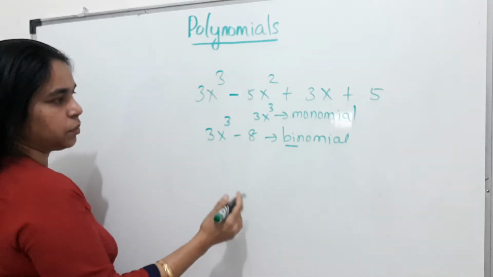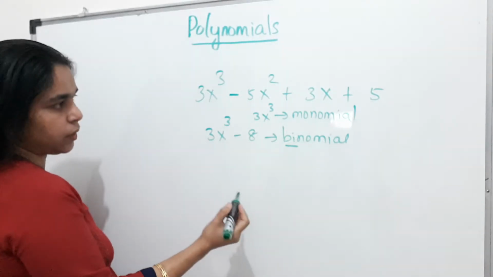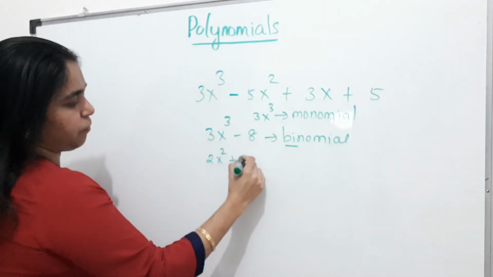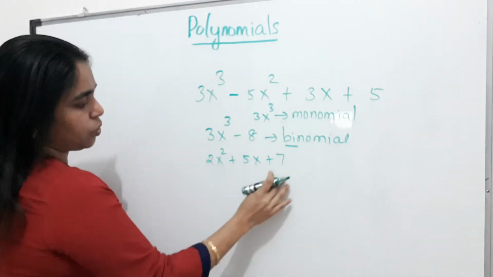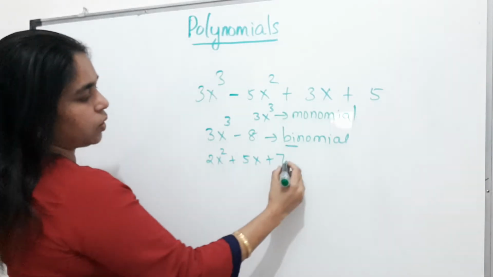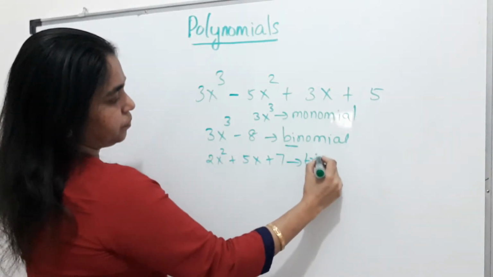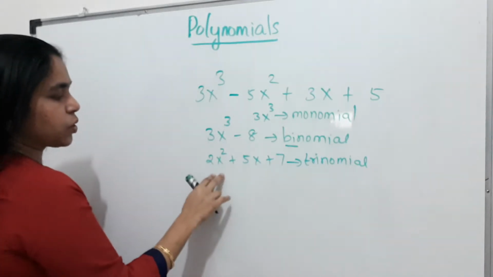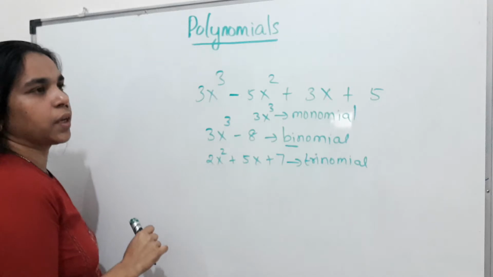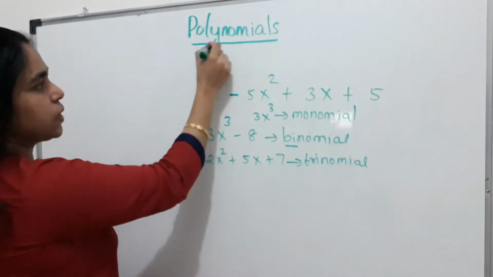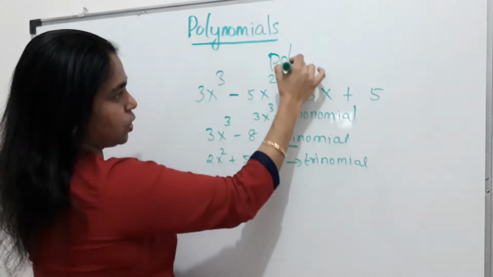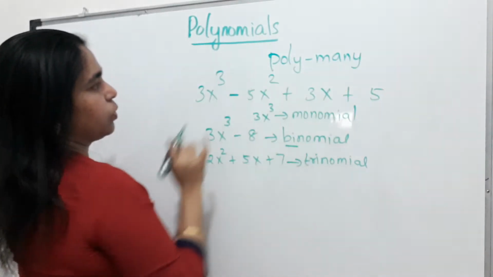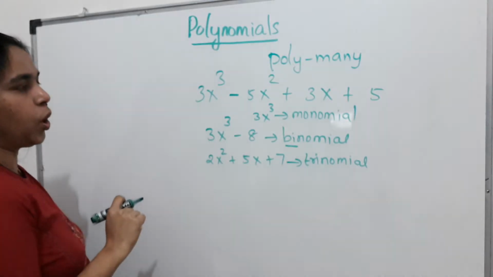If there are three terms, then we can call it a trinomial. For example, 2x squared plus 5x plus 7. There are three terms in here, so we can call it a trinomial. And if more than three terms are there, we can call it a polynomial. Poly means many. So this is all about polynomials.